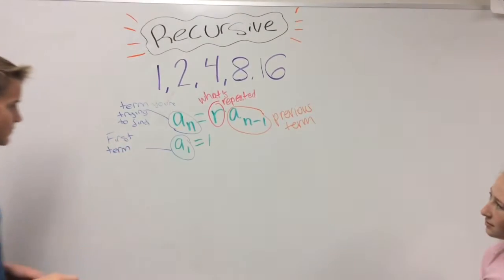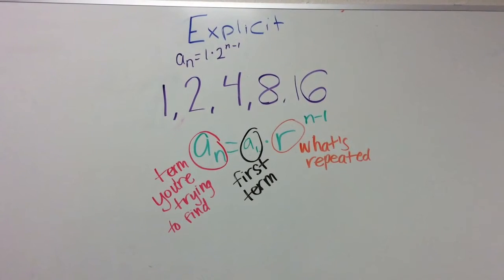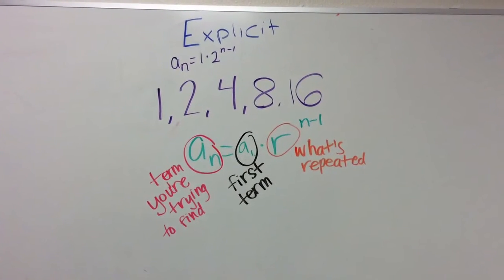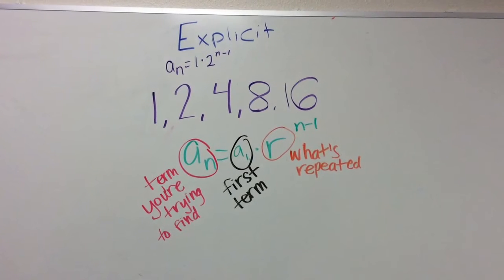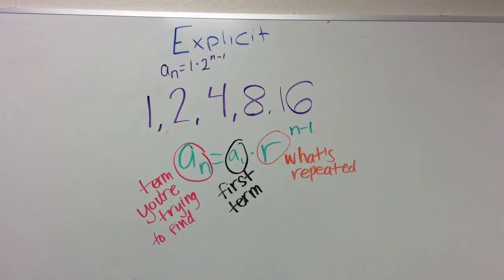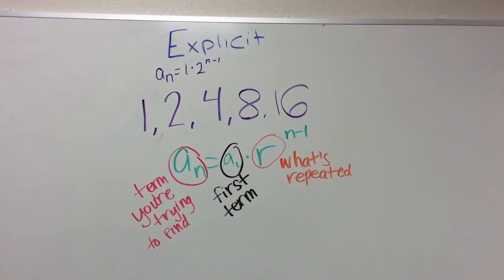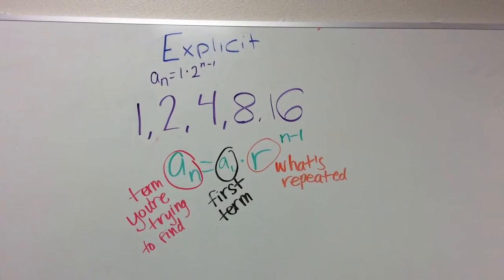Explicit is even more fun. A times r to the n minus 1. Explicit is great because you can just plug n in and you get the answer. What a win.